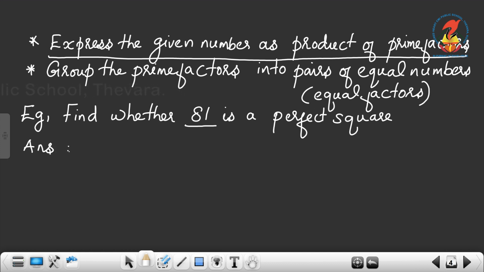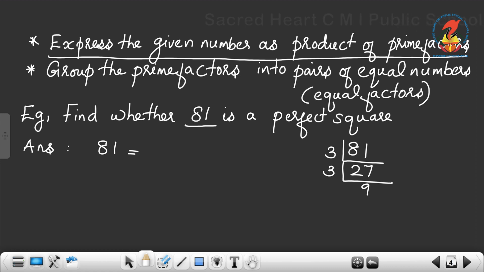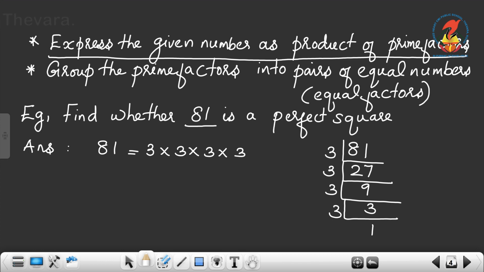81 you have to factorize. 81 equal to, we can start with which prime number? 3. Then 3 times 27, again with the 3, 9, then with the 3, 3, again with the 3, then 1. Okay. Now first step, express the given number as product of prime factors. So 81 we can write as 3 into 3 into 3 into 3.